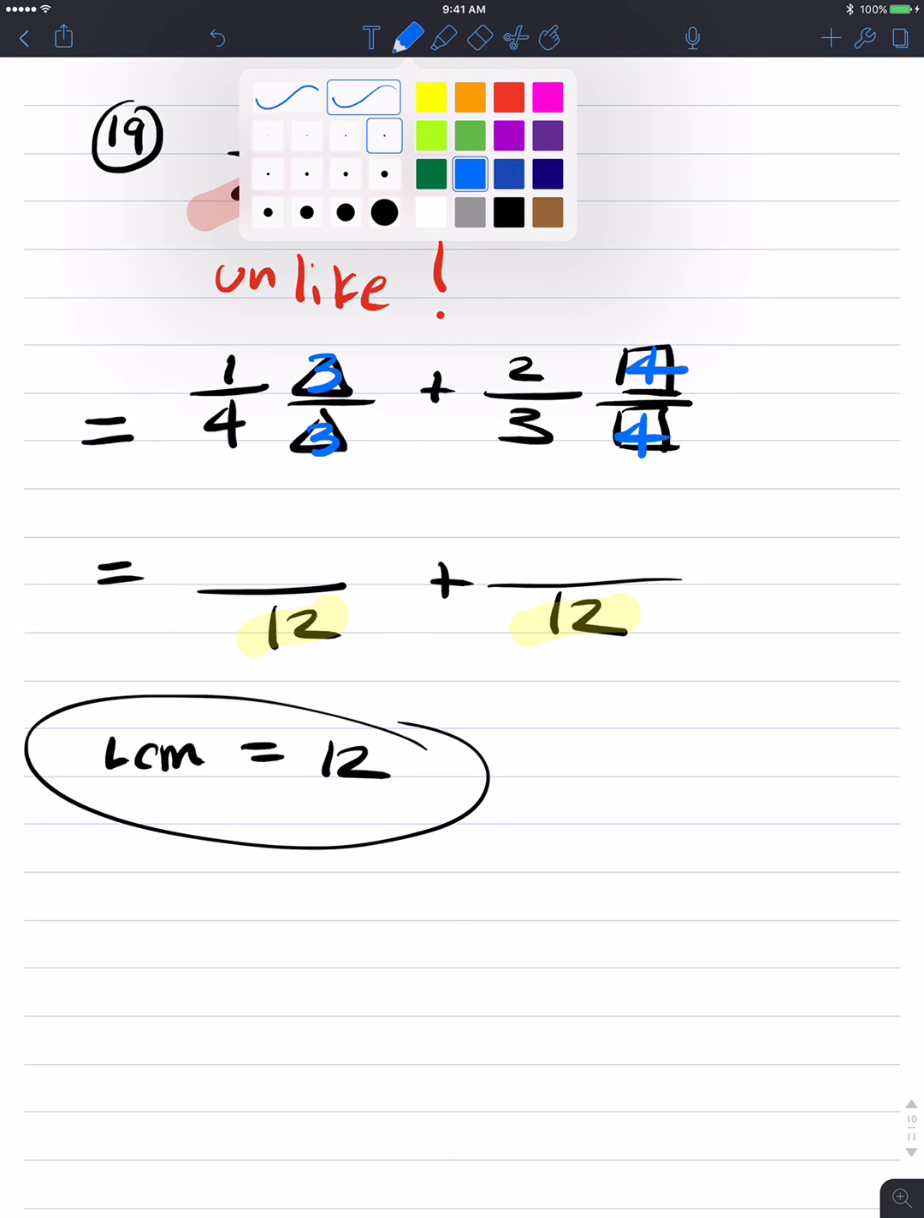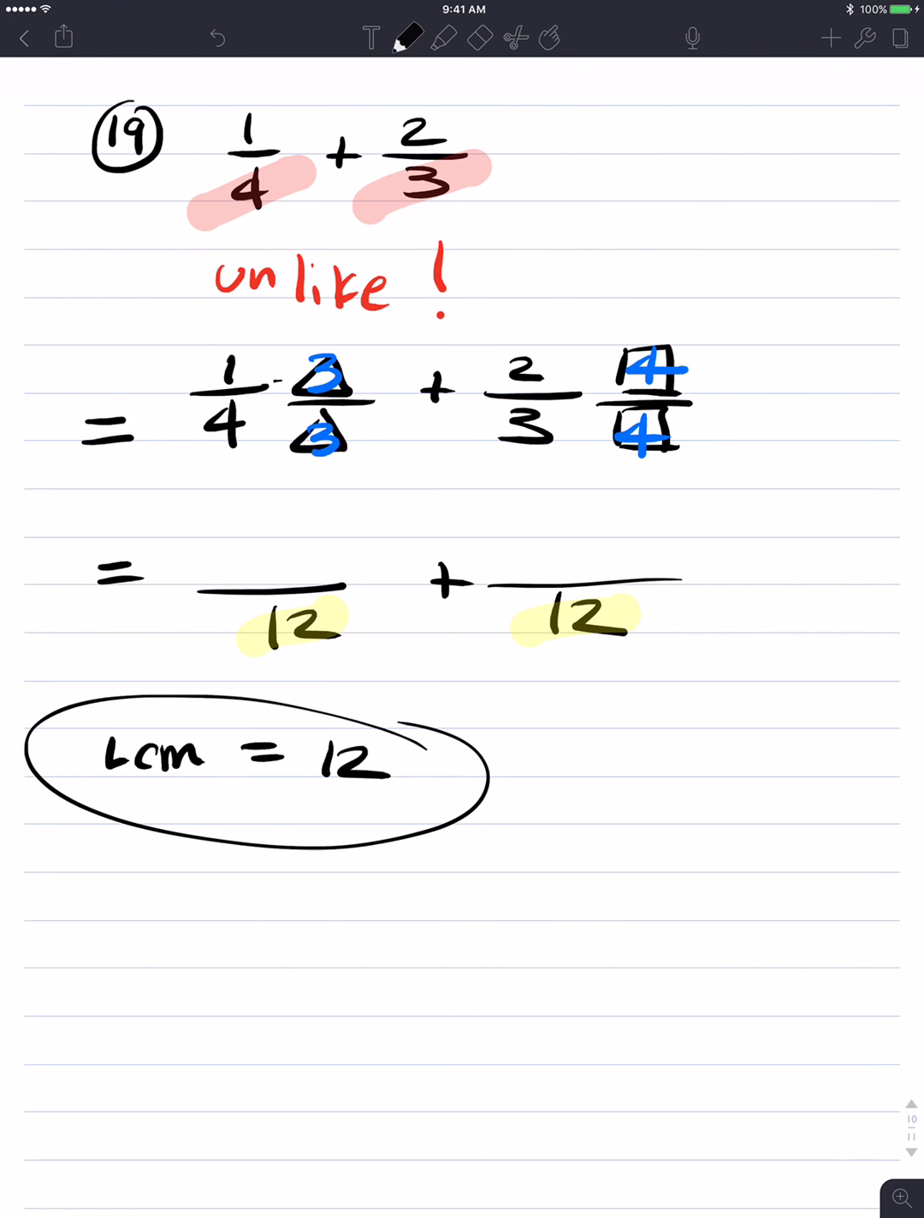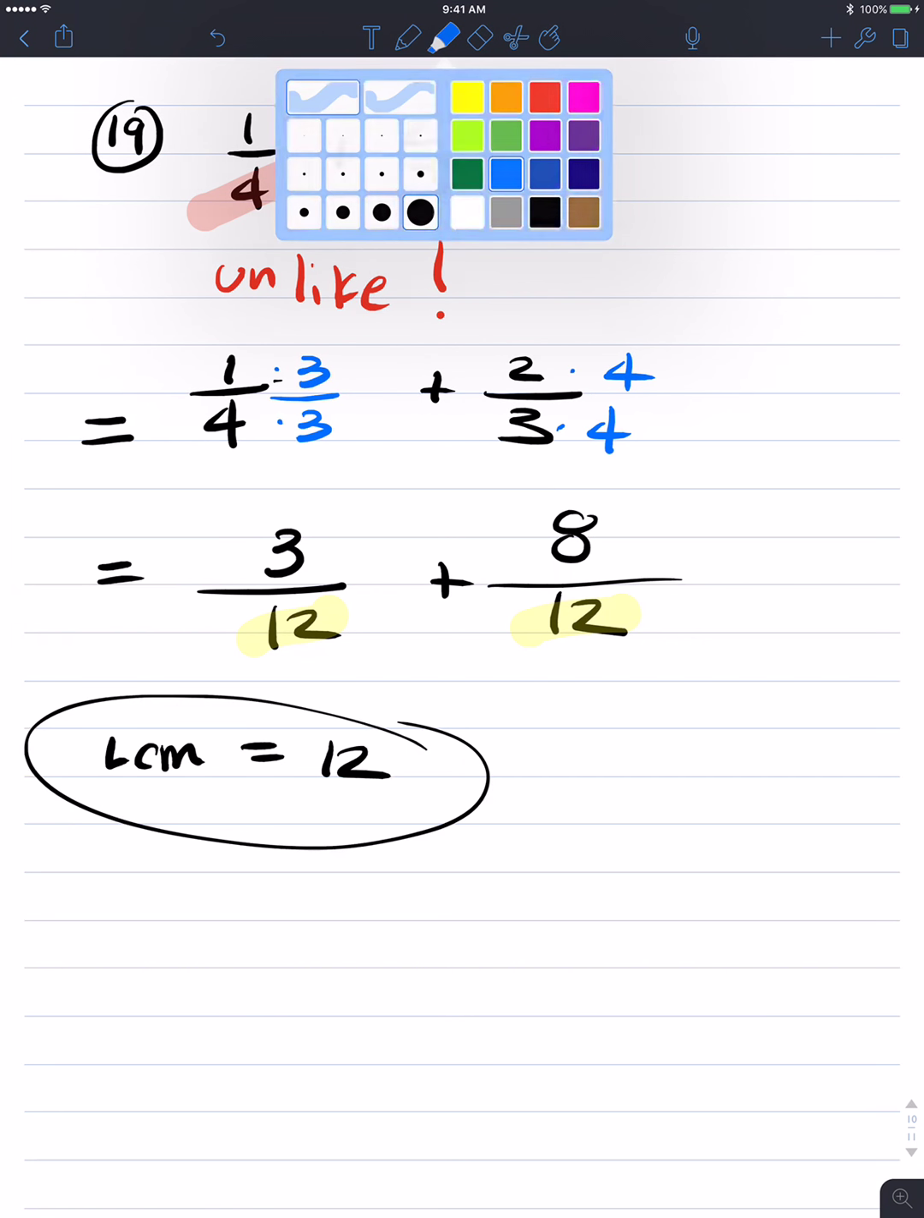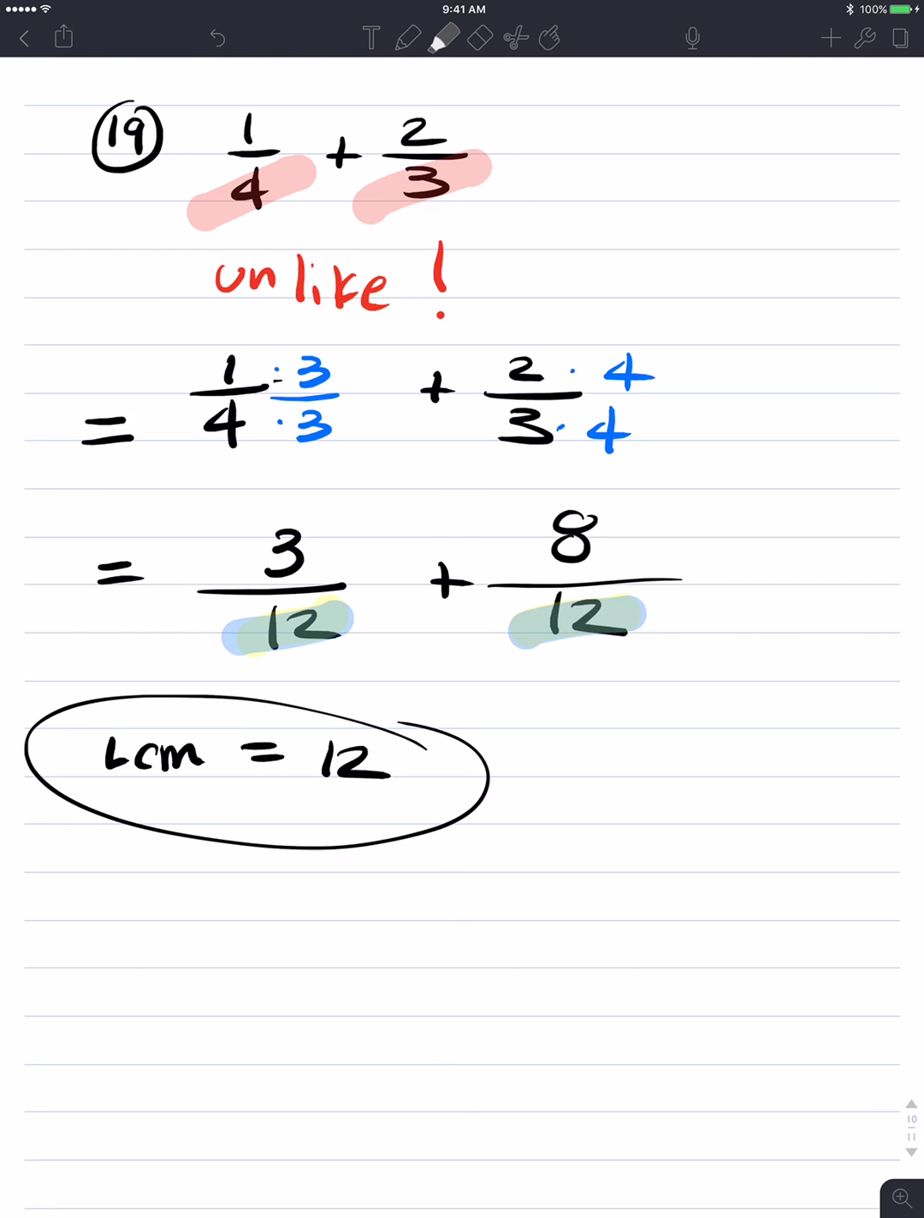So when I perform my arithmetic now, 1 times 3 is 3 for the first fraction, and 2 times 4 is 8 for the second fraction. So let's be clear here. A 3 gets multiplied to the top and the bottom. A 4 gets multiplied to the top and the bottom. Also that we can obtain an LCM in both cases of 12, or a denominator in both cases of 12. That is the LCM of 4 and 3.